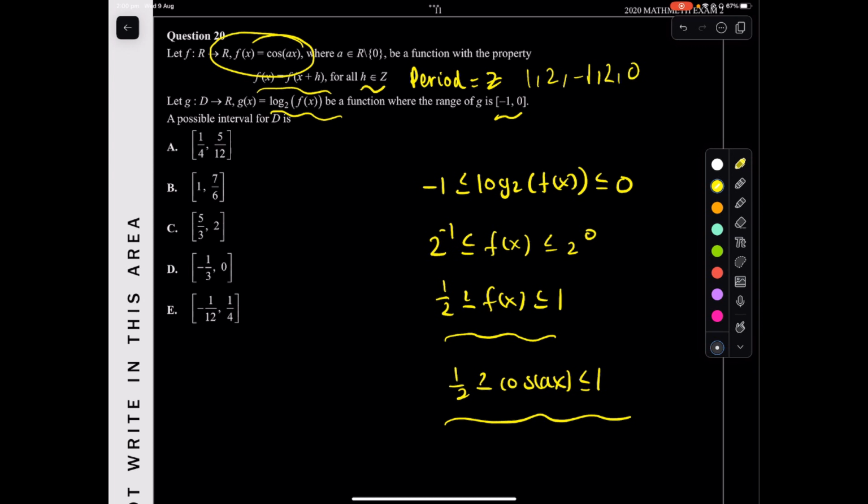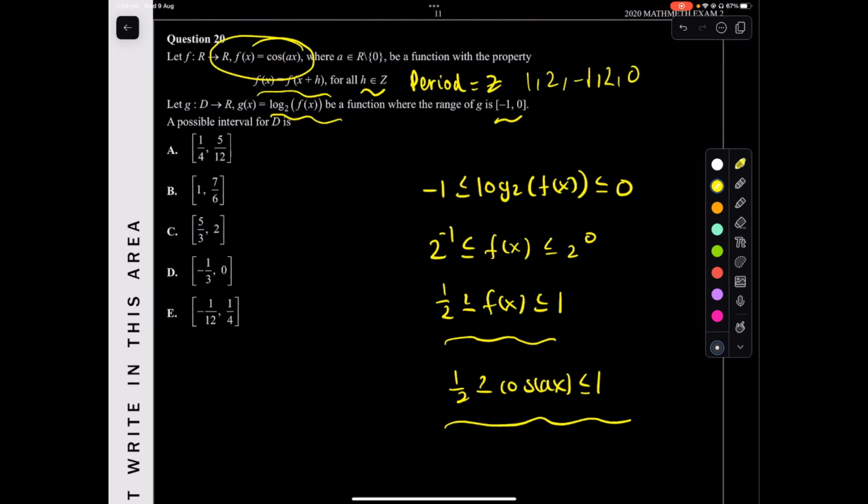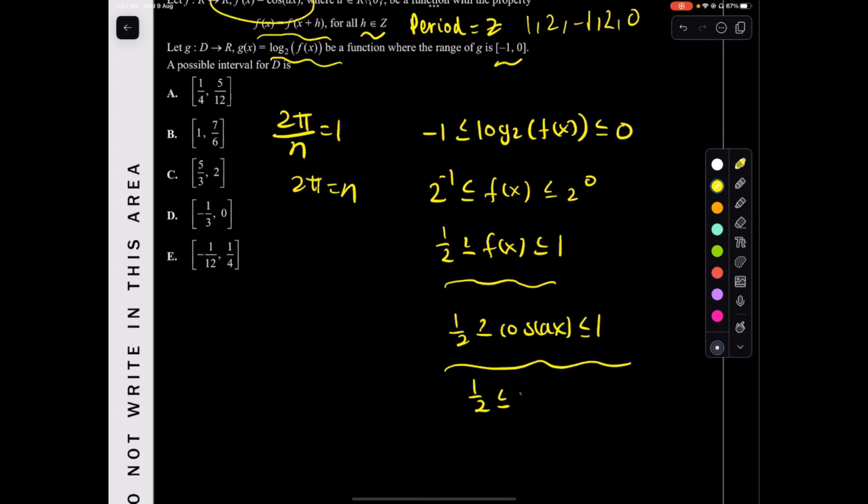Because we know the period must be a whole number, so our a value, let's say 2 pi over a equals n. So let's say 2 pi equals n. So let's say, okay, cos 2 pi x is this over here. So this is just graph it. Go on a calculator, go on graphing and write cos 2 pi times x. Yep, and this is how the graph looks. Okay, let me zoom in.